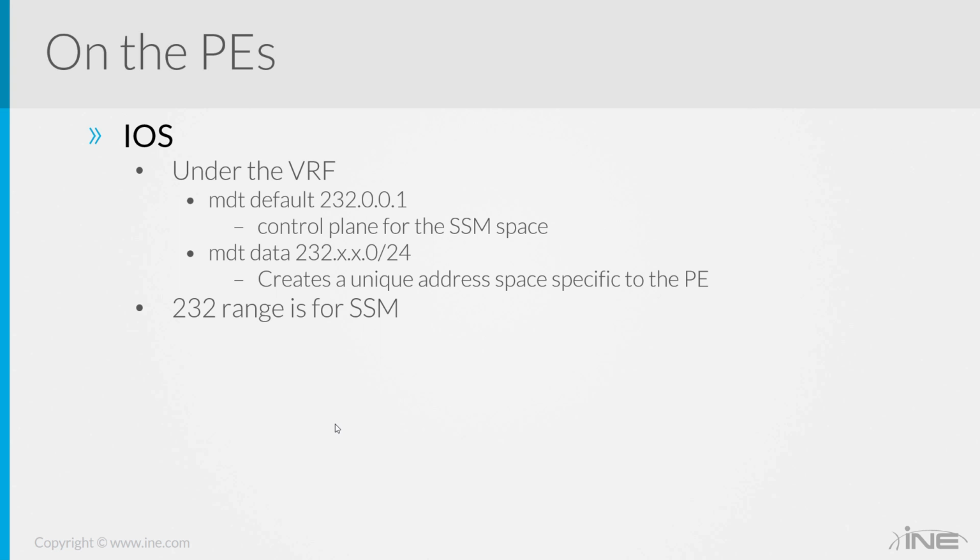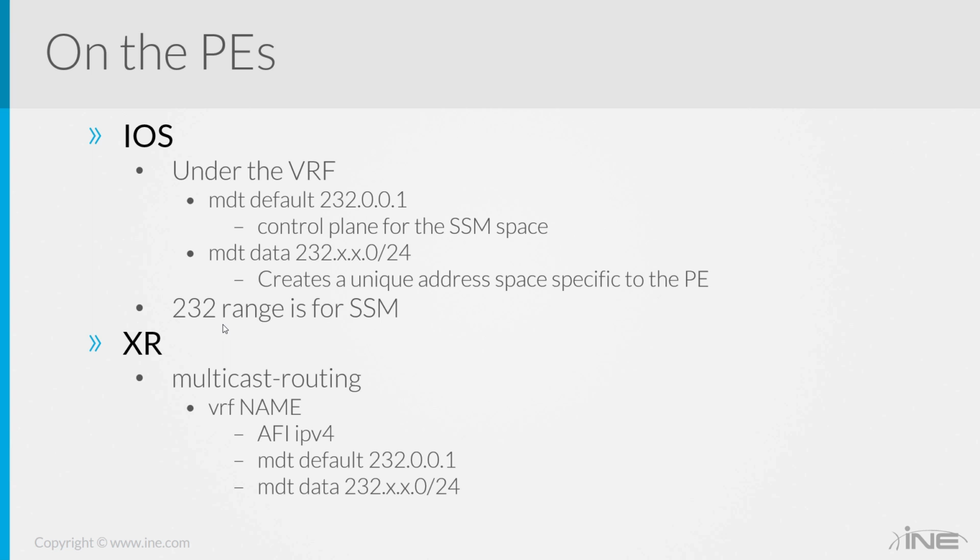On IOS, underneath the VRF, we're going to change the MDT default range to 232.0.0.1, which is going to be the control plane multicast address we're going to join on all the PE routers. And then for the data tree, we're going to use 232.X.X.0, where for router 3 it's going to be 232.3.3.0/24, which will give us up to 255 group addresses we can leverage per PE. And then the 232 range is for SSM configuration. On XR, we're going to do the exact same thing. We're just going to be tweaking the configuration.